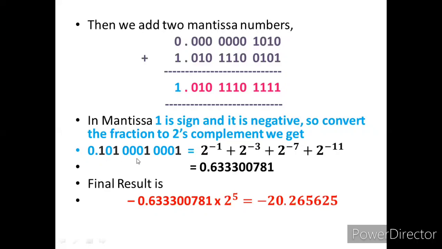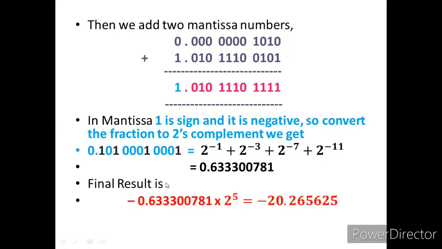Now if you observe the positions of 1, they are 2 raised to minus 1, 2 raised to minus 3, 2 raised to minus 7, 2 raised to minus 1. When you add all these numbers, we have got the result as 0.633300781. Okay, so this is the addition.